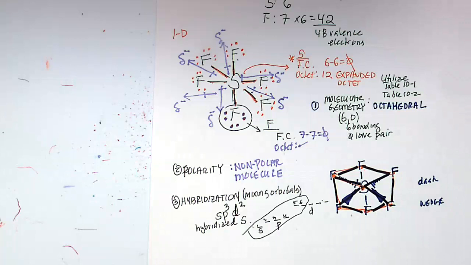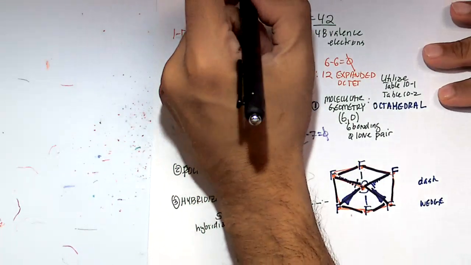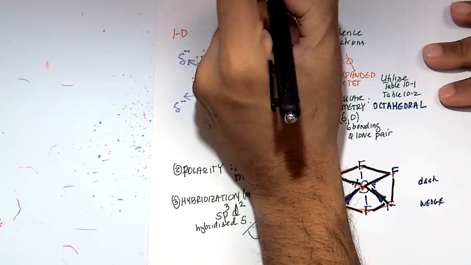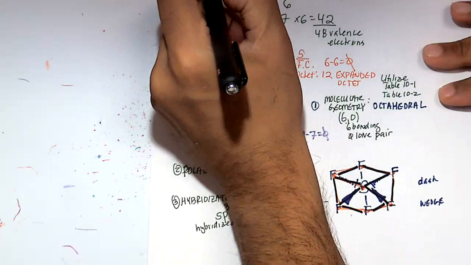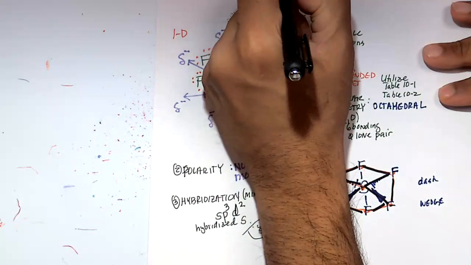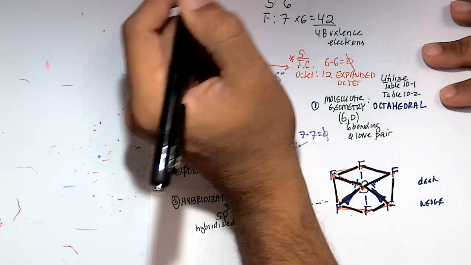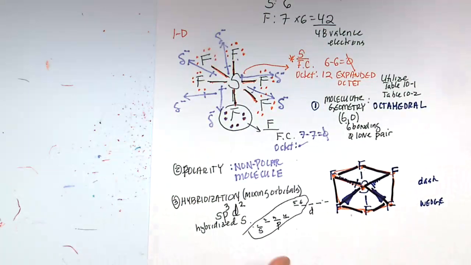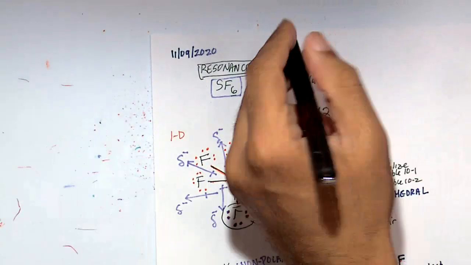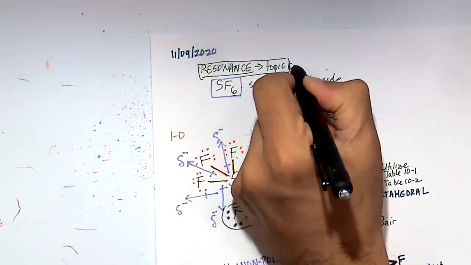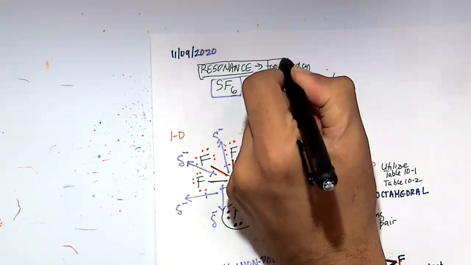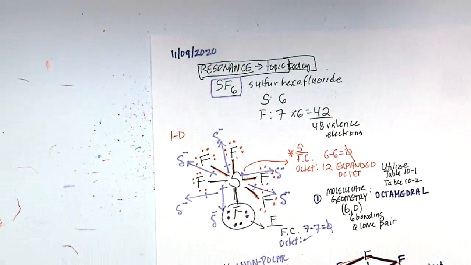Okay, let's do one more. We're going to keep on doing this till the last day of class. So this is not an example of resonance, by the way. The topic we will go over today is resonance, but sulfur hexafluoride is not an example of resonance.